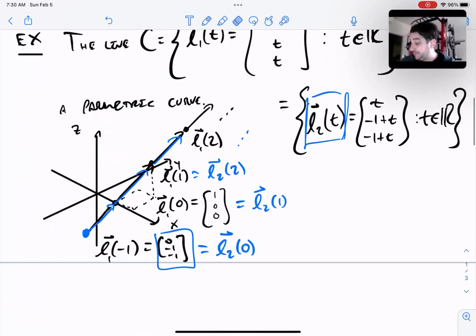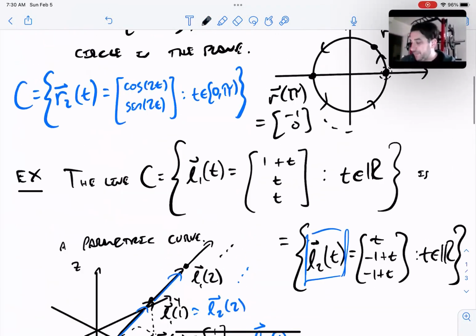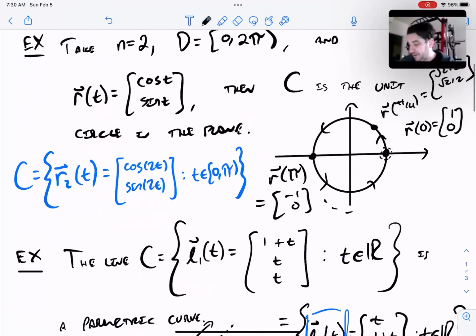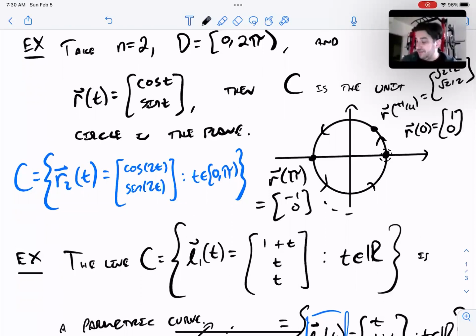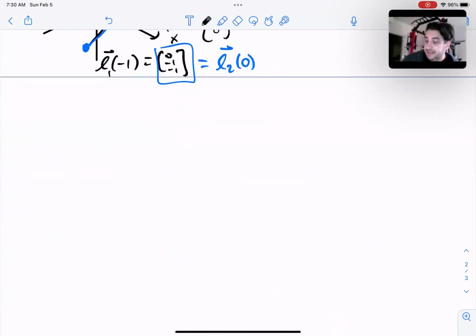Okay, so those are two examples, simple examples of a line and a circle, of parametric curves. But you can really have any formula you like in R of t, right? And here I did one example in 2 dimensions, one example in 3 dimensions, but you could do this in absolutely any dimension. So, all right, let's look at some calculus on parametric curves.